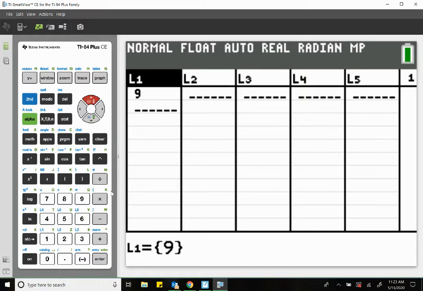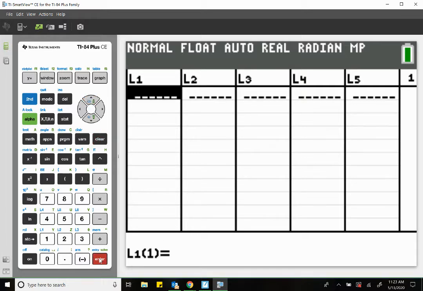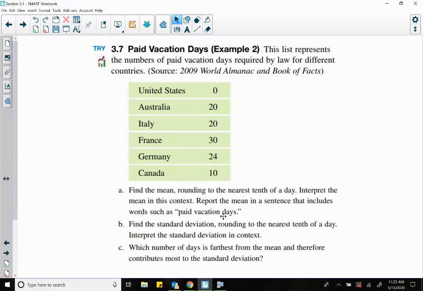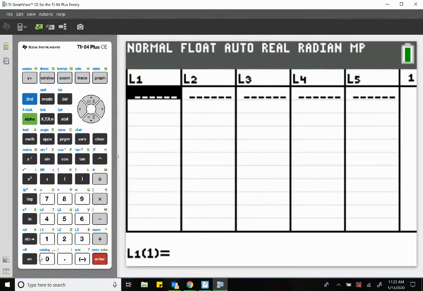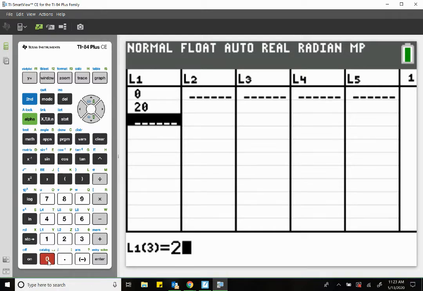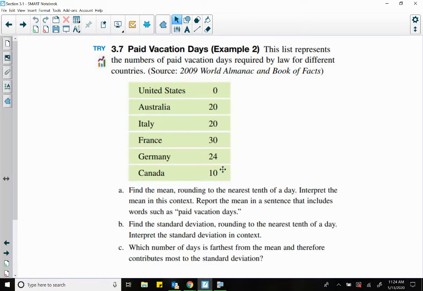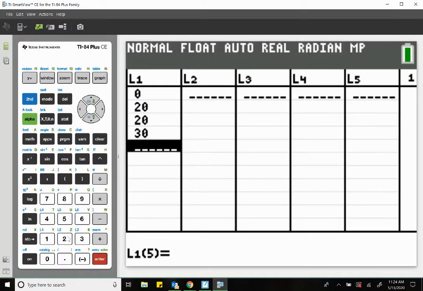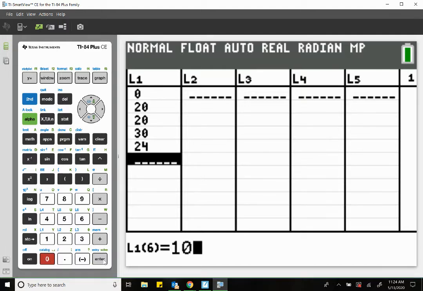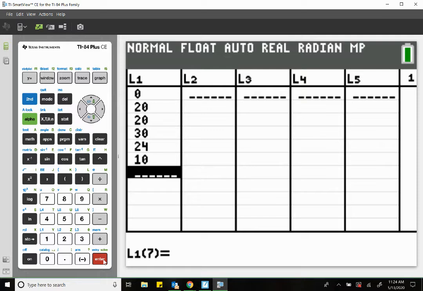Or you can scroll up to the top and hit clear and then hit enter. And now it cleared everything out. Okay, either way. So we want to put those values in here. So we got 0, 20, 20, 30. So 0, 20, 20, and 30. And then we have 24, 10. 24 and 10. Okay. So now we want to find the mean for this.